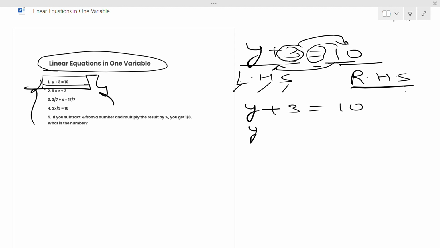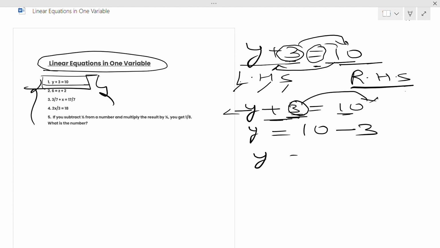We have two kinds of things in this equation. y is the variable term, and 3 and 10 are the constants. So our motive is to put the 3 together with the constant term, so we have to move this number 3 to the RHS. Before, 3 was positive, so we have to write a negative sign: 10 minus 3 is 7. So it means y is equal to 7.